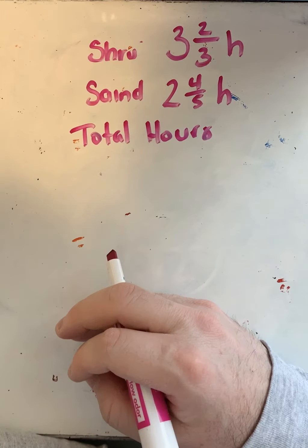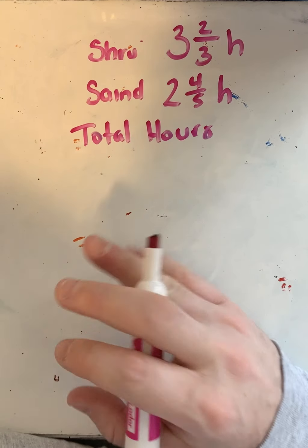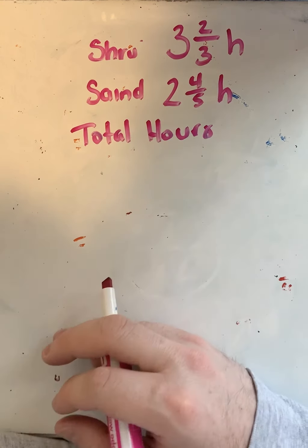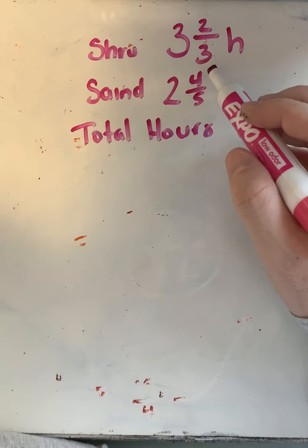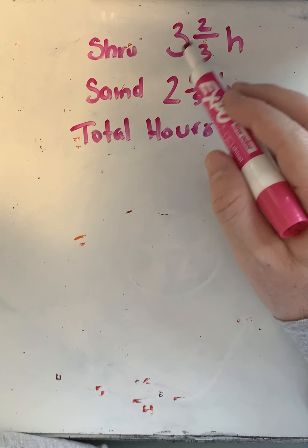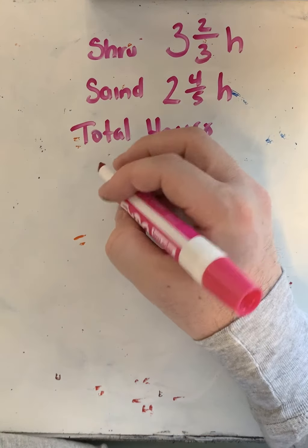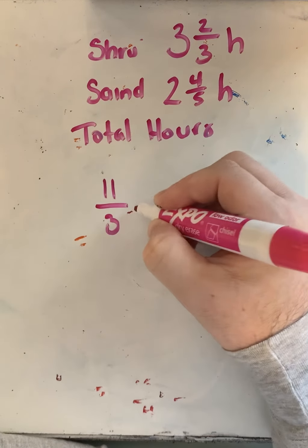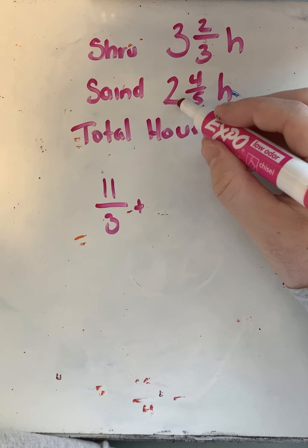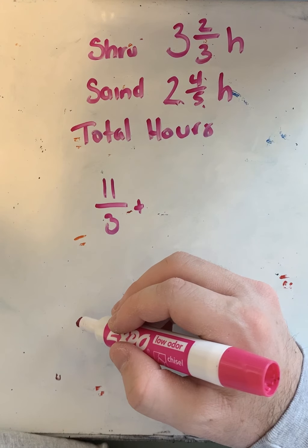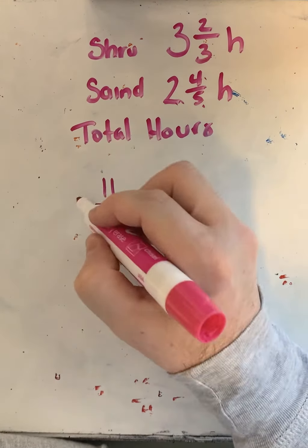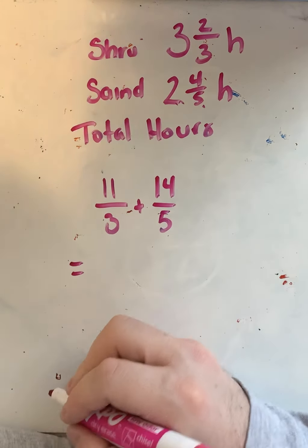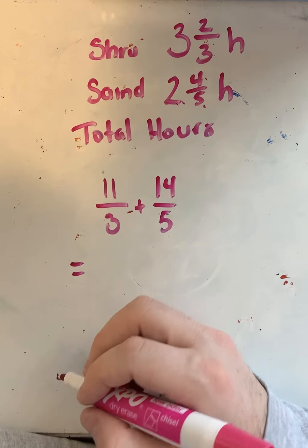So take me through the process. First step, I want to convert them into improper fractions. So 3 times 3 is 9. 9 plus 2 is 11. So I've got 11 over 3. Plus 5 times 2 is 10. 10 plus 4 is 14 over 5. Step 1 is complete.